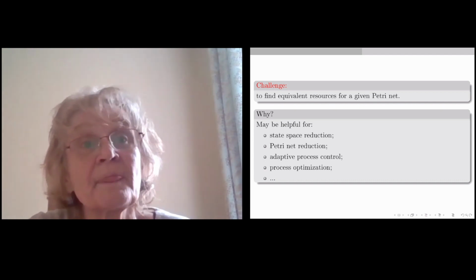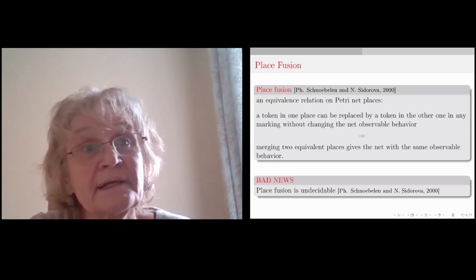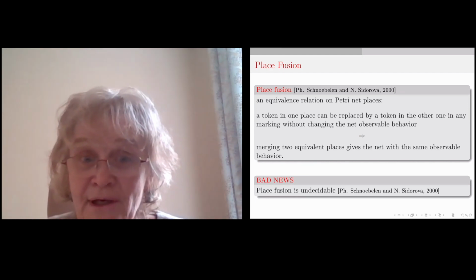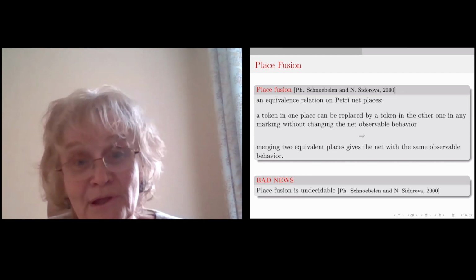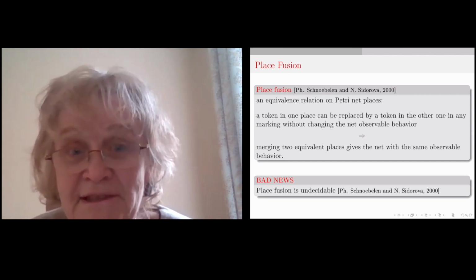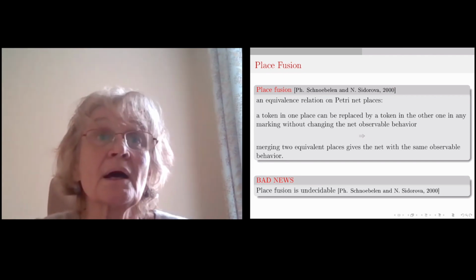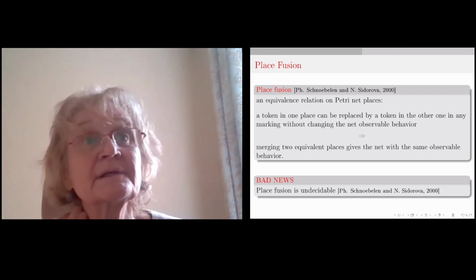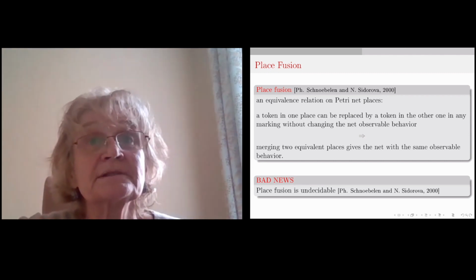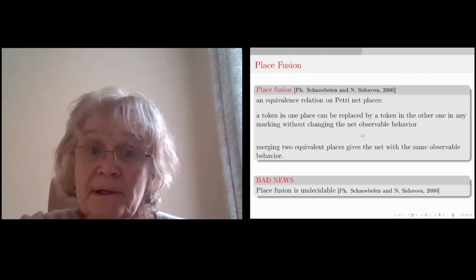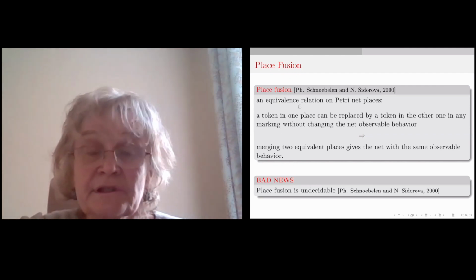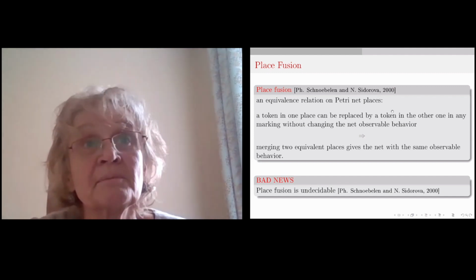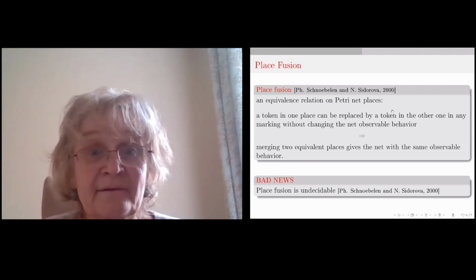I think it is clear, but it is also interesting to look at it because it is a relation which we are looking for, so we would like to find something that is decidable. Then, looking at this resource equivalence, we should mention that there was a special case of such equivalence called place fusion, defined by Philip Schnobelin and Natalia Sidorova.